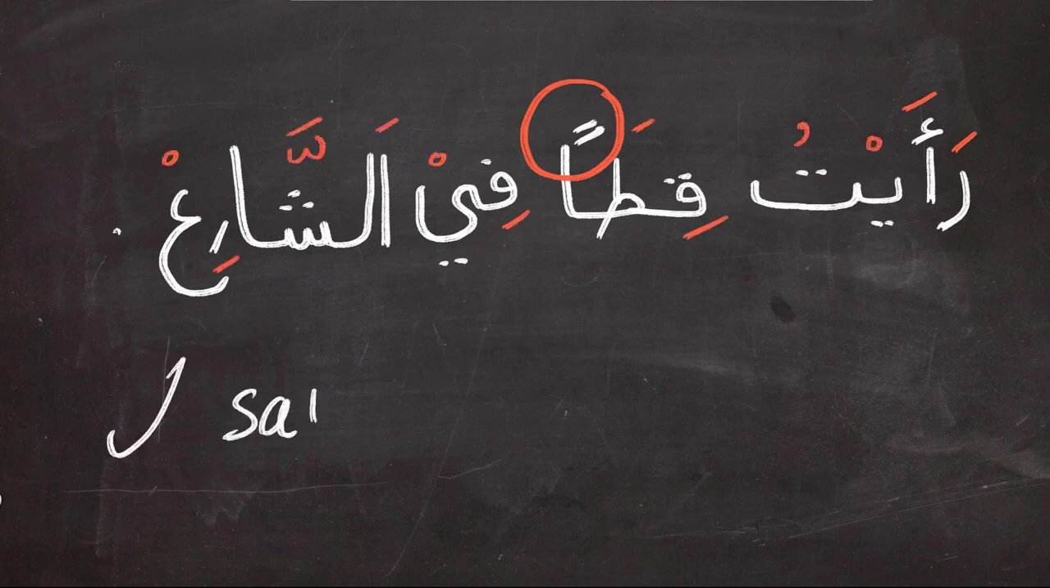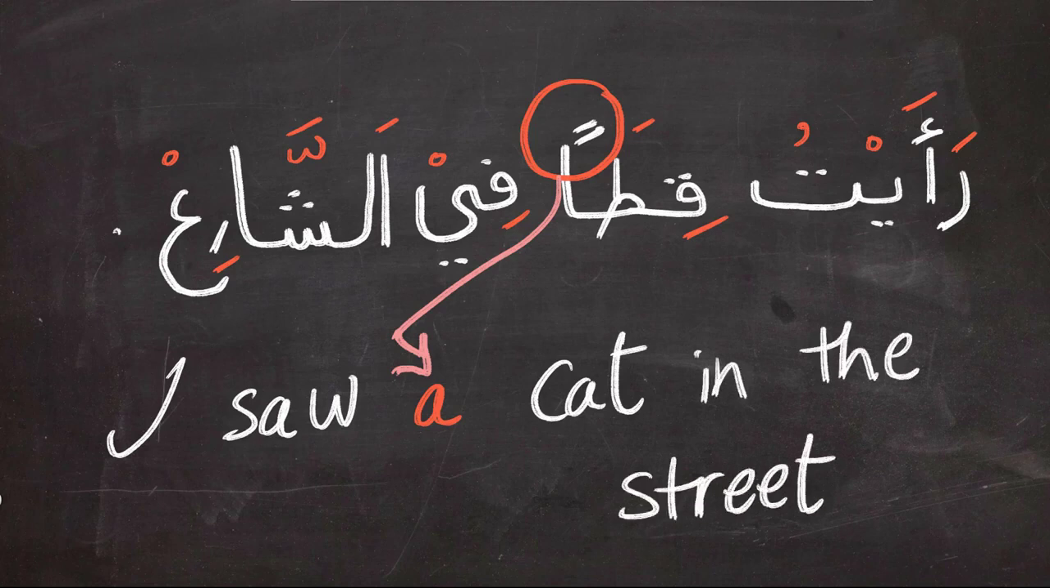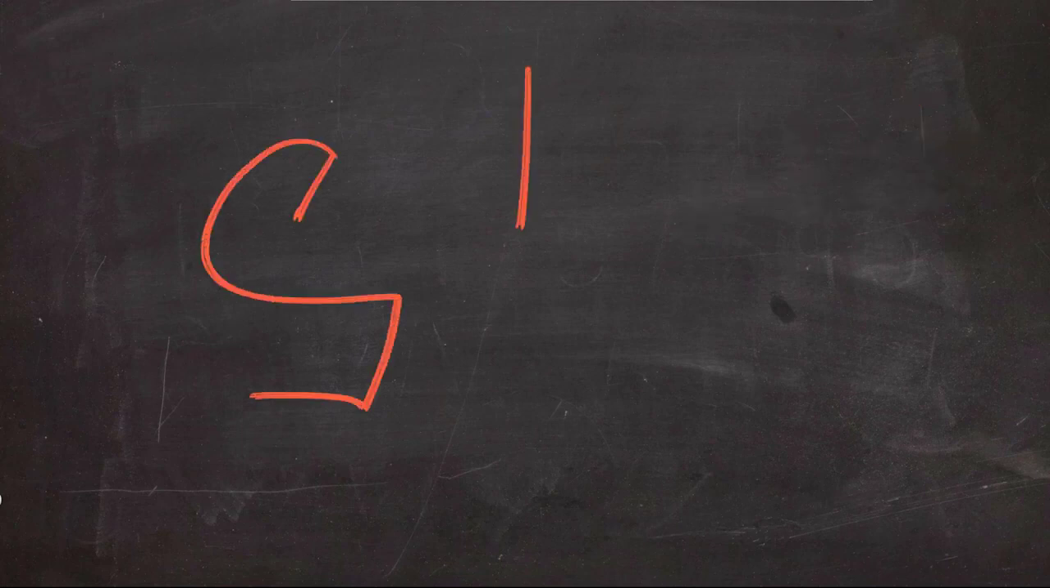Now the sentence reads, رأيت قطا في الشارع. And as you can see, the Tanween of قطا, which means a cat, is to be seen in the translation of the sentence. I saw, رأيت, قطا is translated into a cat, في الشارع, in the street. So this, ladies and gentlemen, is the Tanween in short.